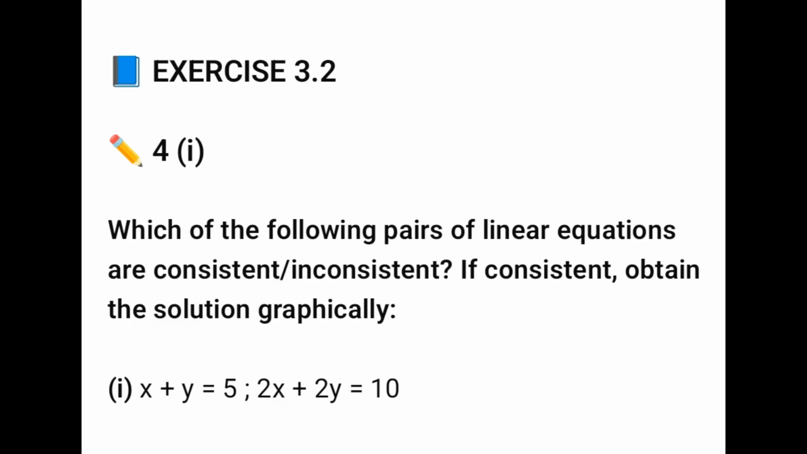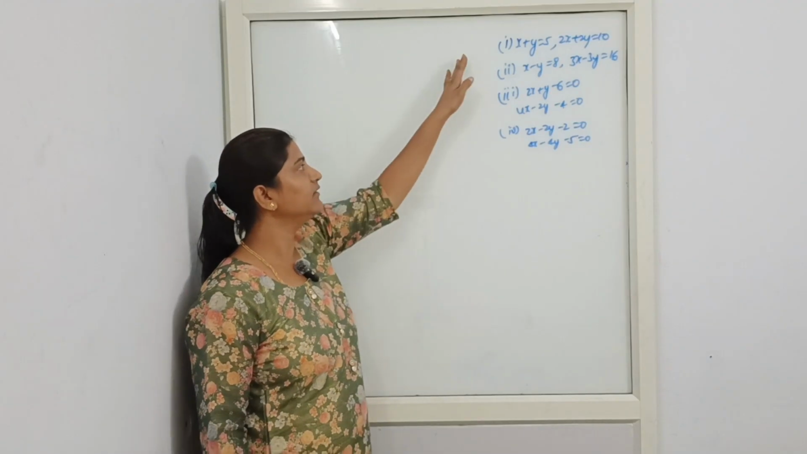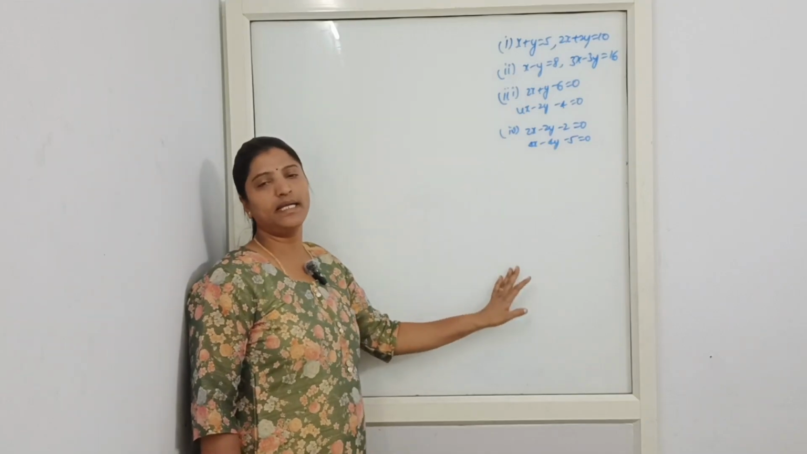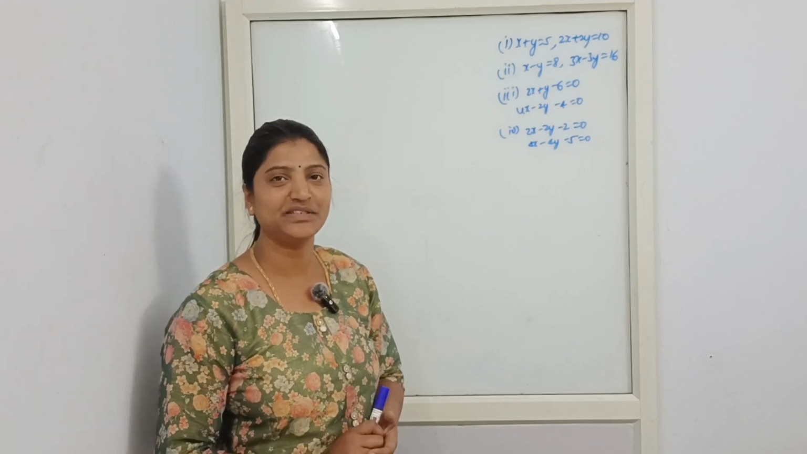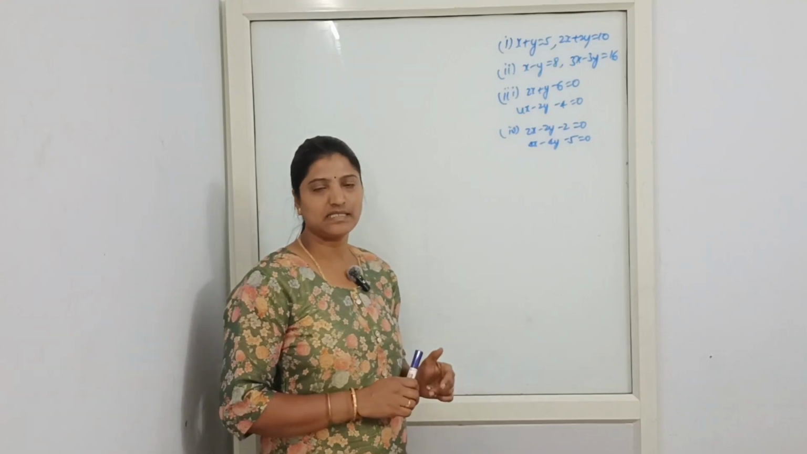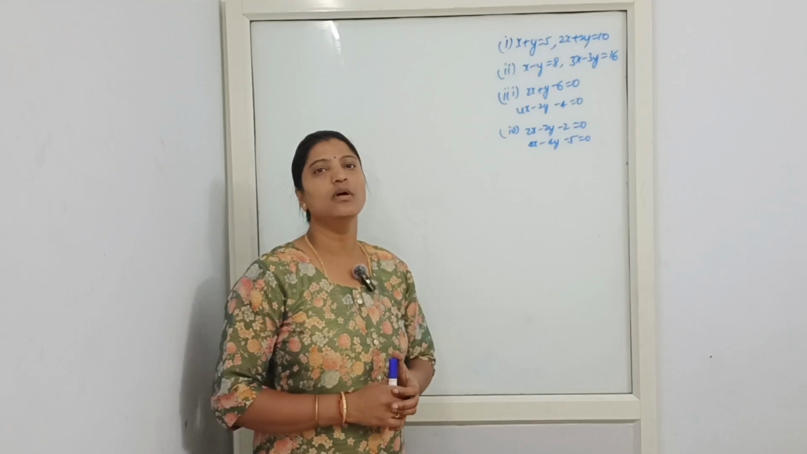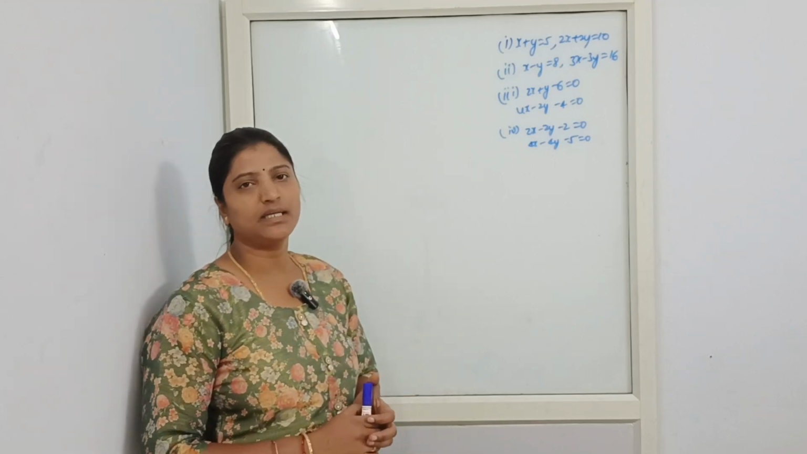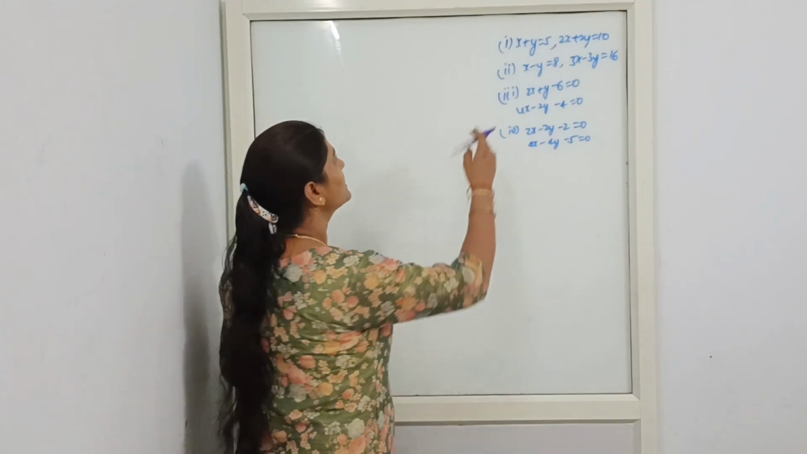The first one is x plus y is equal to 5, 2x plus 2y is equal to 10. Come back to exercise number 4, and here for the given 4 linear equations, we need to find out whether they are consistent or inconsistent like the third one. But one more extra thing is here: if it is consistent, consistent means a solution will be there, right? So we need to show that on a graphical representation, like the first exercise here. Okay, we'll start the first one.